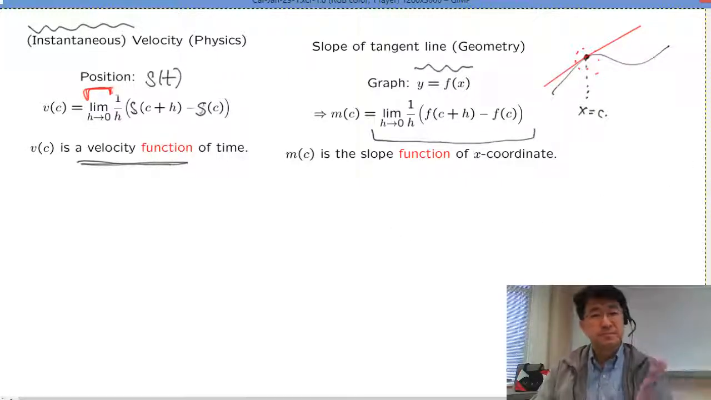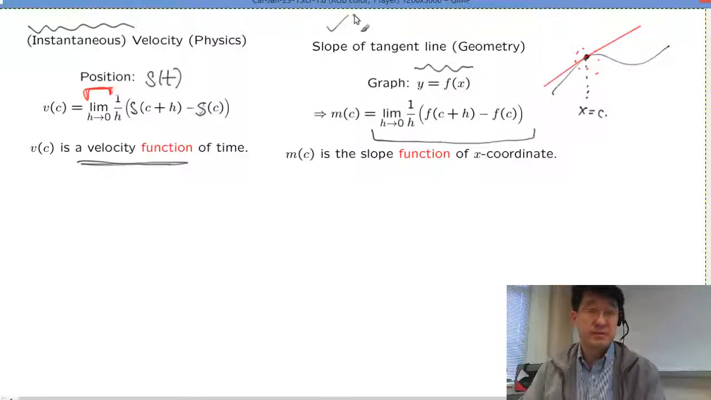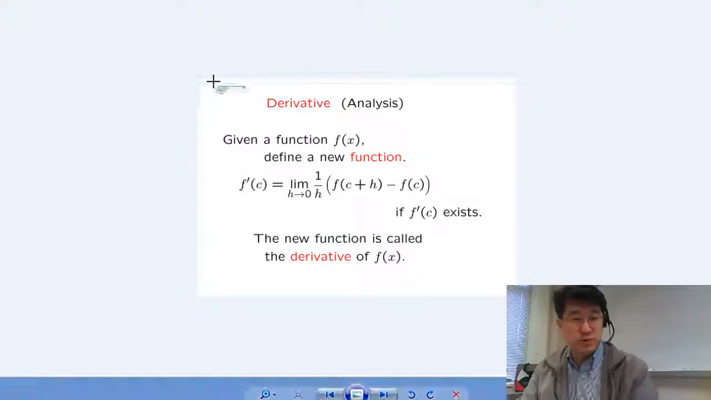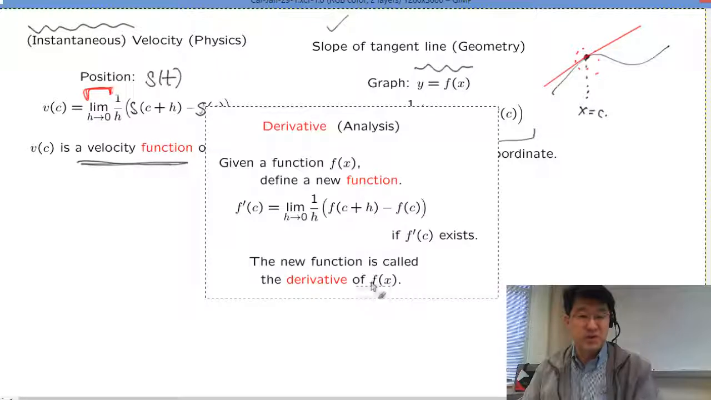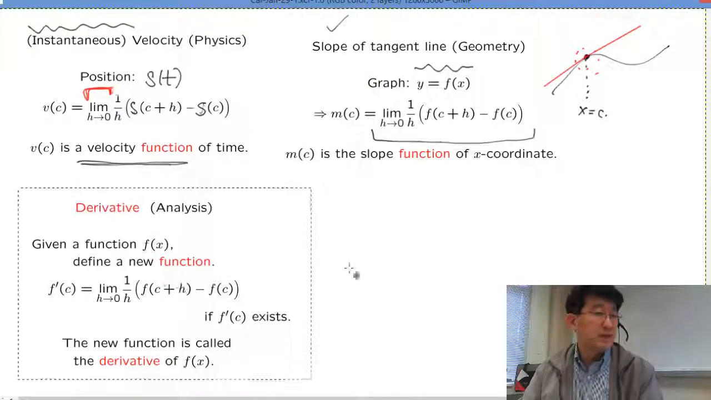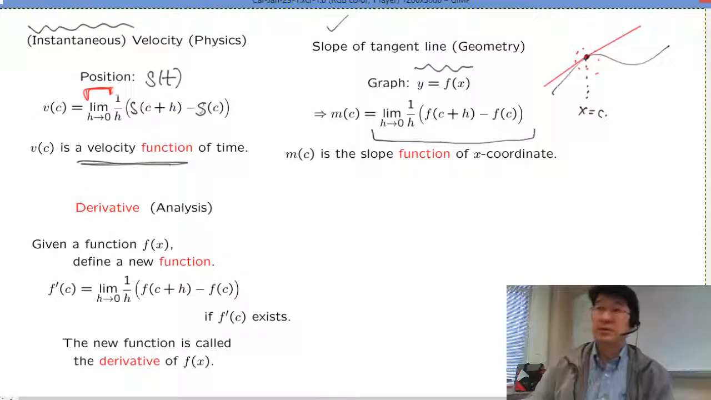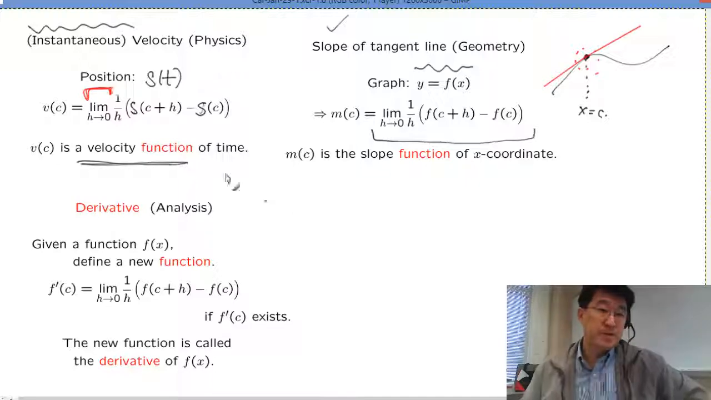Instantaneous velocity, slope of the tangent line, same thing in different context. There's one more thing that is coming in, is this one. Mathematicians like to put themselves in a different context, not geometry, not physics, just pure algebra. And for some reason, they name it different. This is analysis. All right?